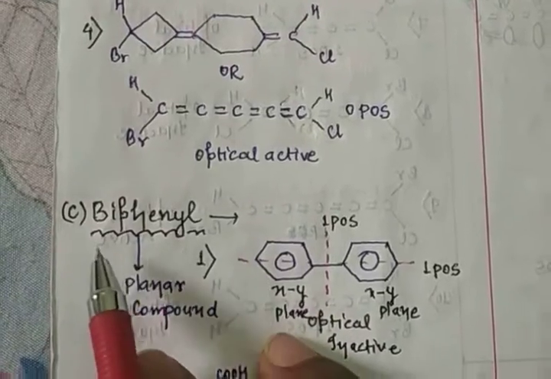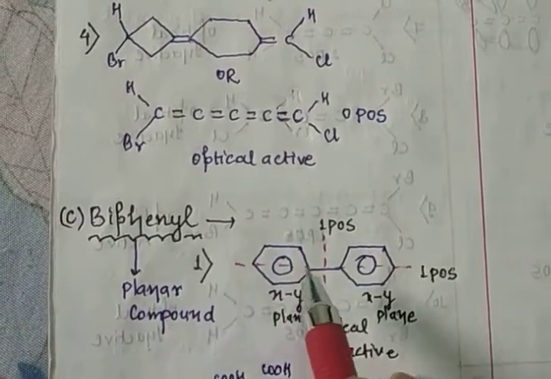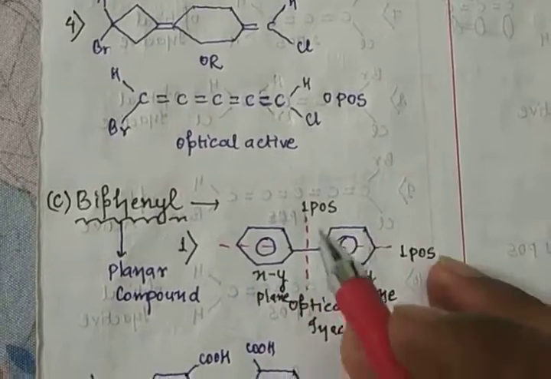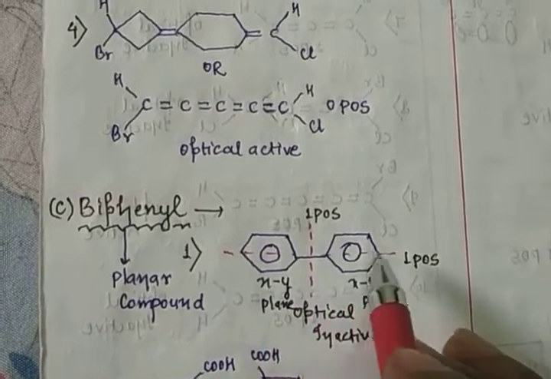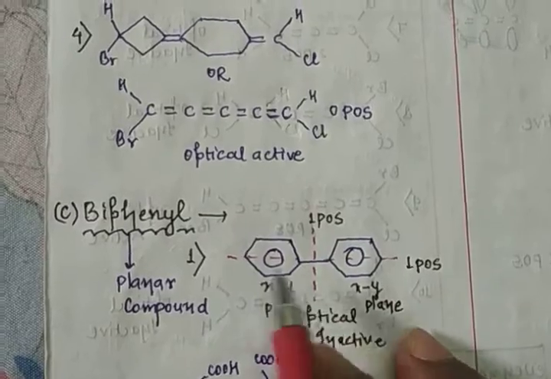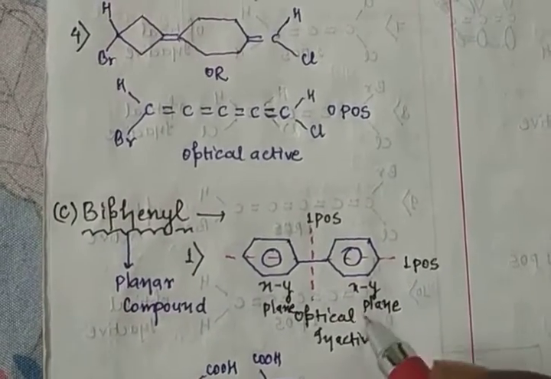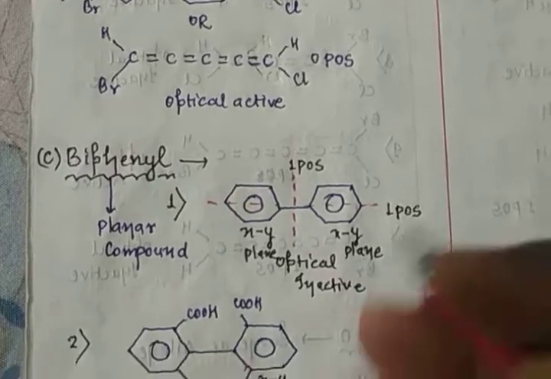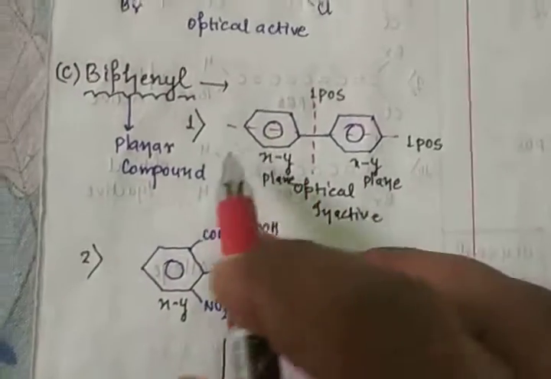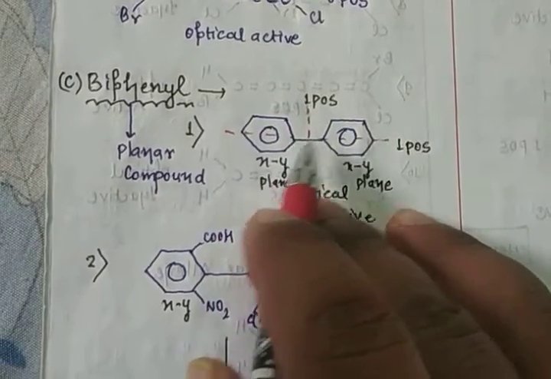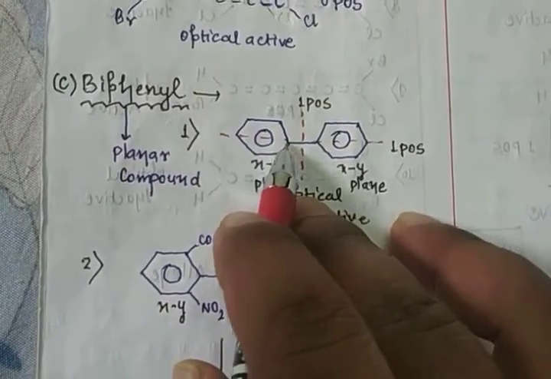And the last topic, biphenyl. Biphenyl, you know, there are 2 cyclic, 2 benzene structures. So in this case, there is a plane of symmetry. If no substituent is there, it means it is 100% optical inactive. Now again, both are in the same plane, XY, XY, because they are not connected with one carbon. There are 2 carbons.